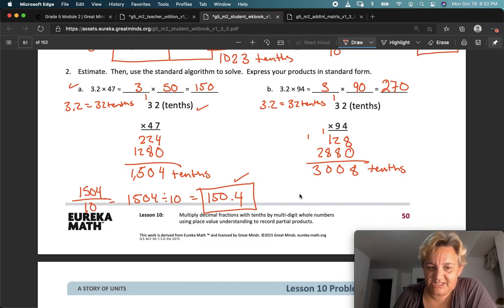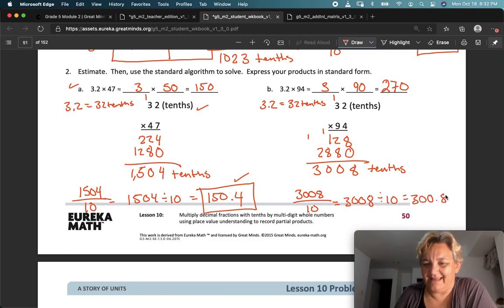Now I'm going to have to change it back, which equals 308 tenths. What did I say? I said that 94 and that 47, they look like half of each other. They were both multiplying times 3 and 2 tenths. So 150 to 150 and then 270 to 300. This makes more sense to me.